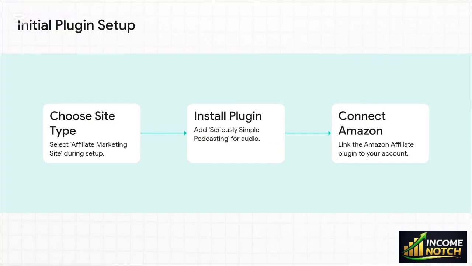So once you have the hosting, the setup is pretty straightforward. It's these three key moves. First, you pick an affiliate marketing site template. Second, you install the Seriously Simple Podcasting plugin. That's what you need to embed the AI-generated audio. And finally, you connect the Amazon plugin to your own affiliate account. That's the step that makes sure you get paid later.